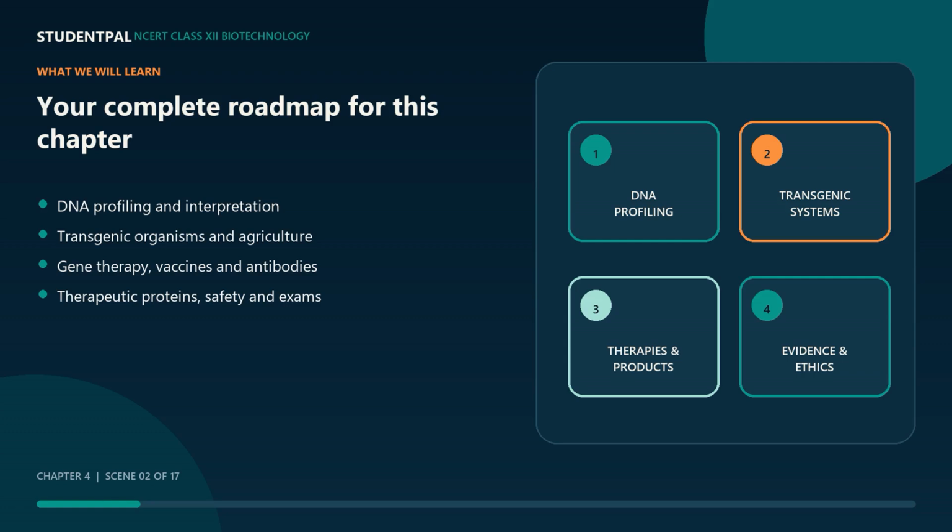Next, we will compare ex vivo and in vivo somatic gene therapy, examine recombinant vaccine development, and understand monoclonal antibody specificity. We will follow recombinant insulin and growth hormone from coding sequence to purified active product. Finally, we will organize the evidence ladder from construct to function, quality and safety, examine ethical boundaries, and practice full-mark CBSE answers. With that roadmap in mind, let us begin with the central question of the chapter.